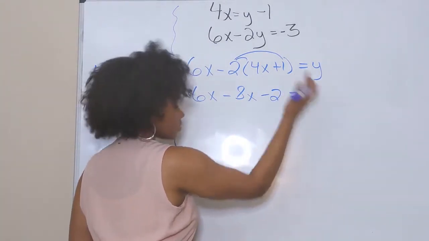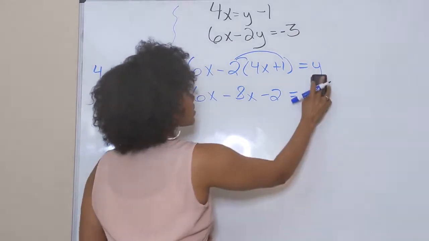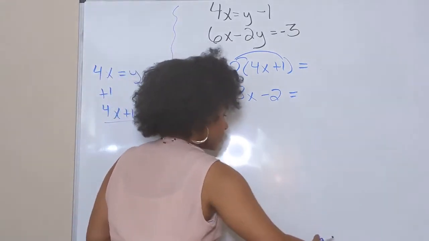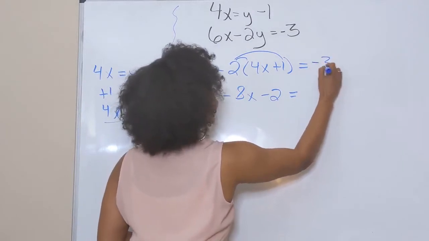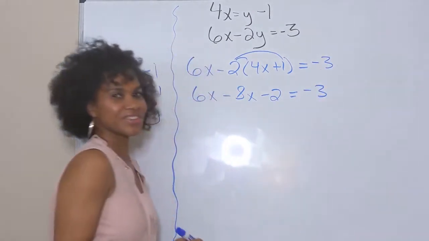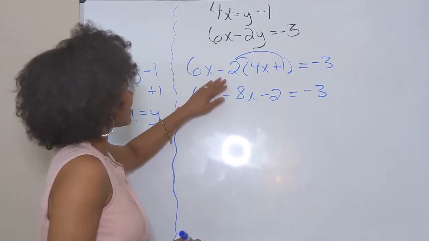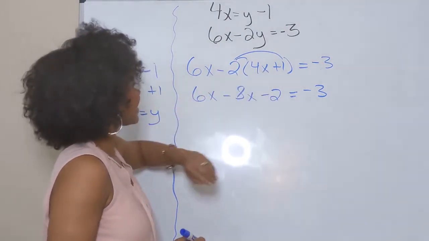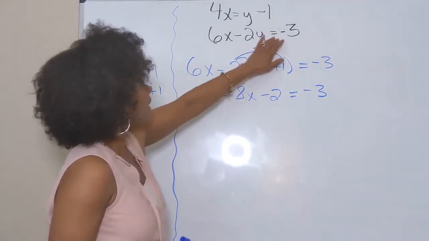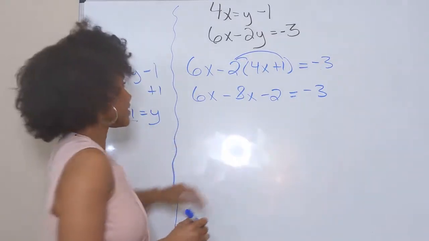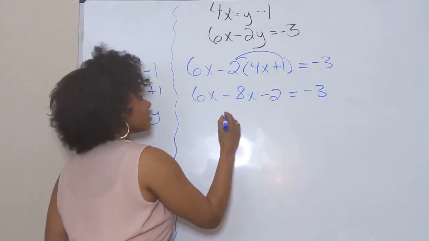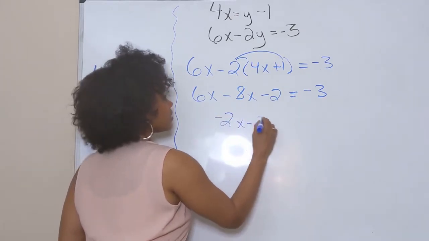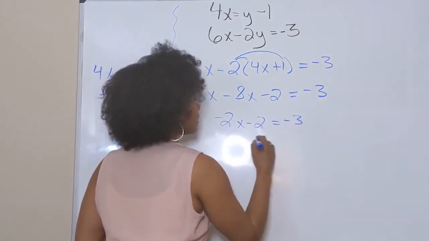I put y. So you're probably wondering, why is there a y there? I'm going to just keep going because I caught my mistake, and bring down that negative 3. All right. Double checking my work. All right. Copy down everything correctly. So let's keep it moving. 6x minus 8x. Negative 2x minus 2 equals negative 3.